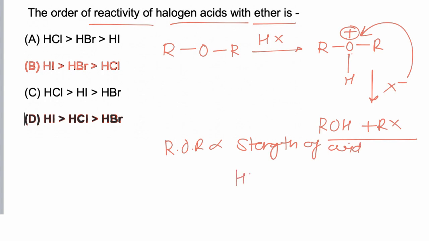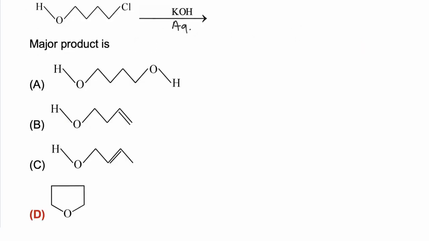So HI is most acidic, then HBr and then HCl, and hence the correct answer is B, HI, then HBr, then HCl. In this reaction we have to find the major product of the given reaction.